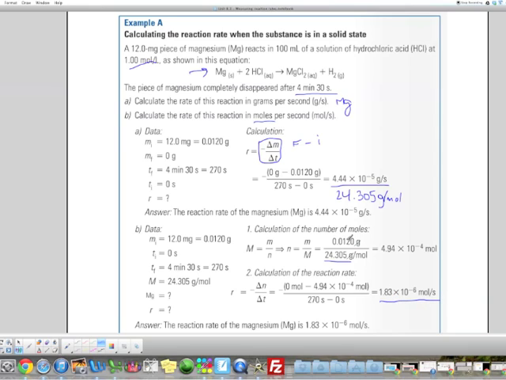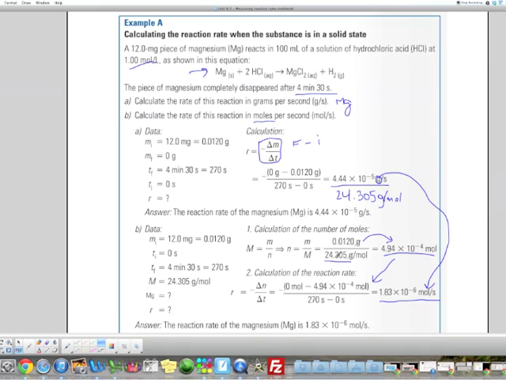What they do is they take the delta mass, convert it into an amount of moles, and then divide it by the amount of time. So they have an extra step for nothing. Like I said, if you take your rate in grams per second and convert it directly into moles per second, it does the same job and it's much faster and easier.